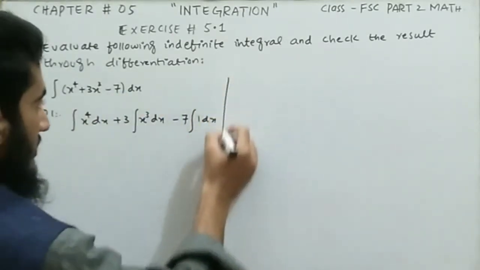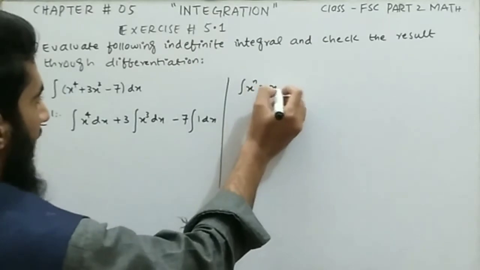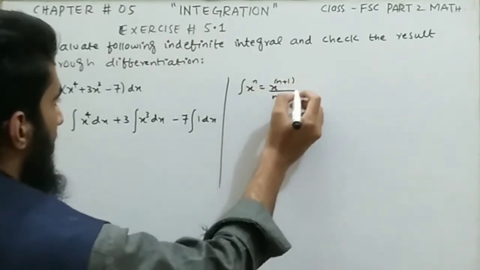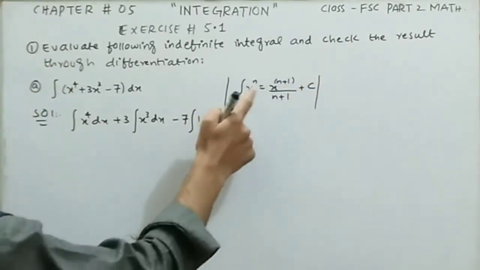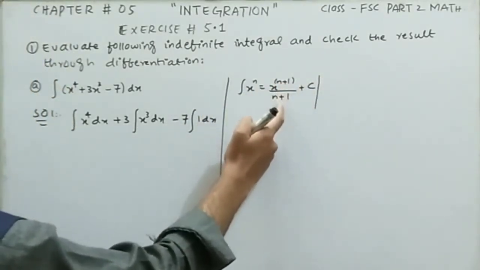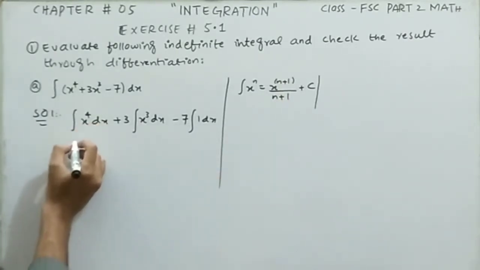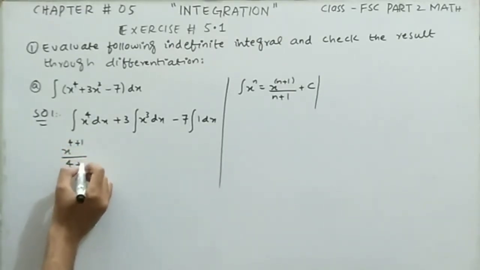Now remember that the general formula of integration: the integral of x power n is always equal to x power n plus 1 divided by n plus 1, plus constant of integration. So we will use this formula over here. We will just add 1 in the power and also in the denominator. So using the formula, add 1 in the power, so it becomes 4 plus 1, and using the same rule in the denominator, it becomes 4 plus 1.